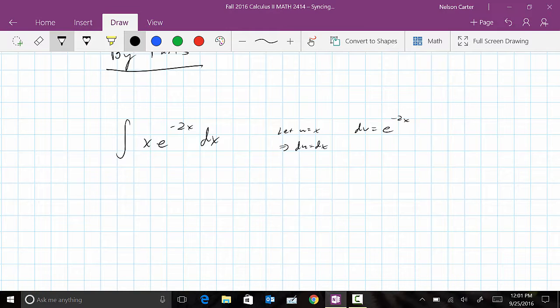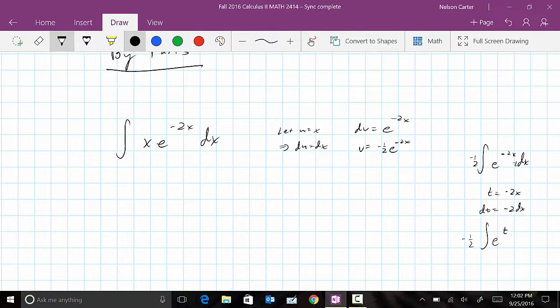So that means you're going to have to figure out what v is. Now, I believe this should be negative 1/2 e to power negative 2x. How do we know that? Okay, you could come over here and you could just try to integrate e to power negative 2x dx. You're going to need to use a substitution, so suppose t is equal to negative 2x, that would mean that dt is going to be negative 2 dx. So you need a negative 2 here, and then a negative 1/2 here, and then ultimately it becomes negative 1/2 times the integral of e to power t dt.